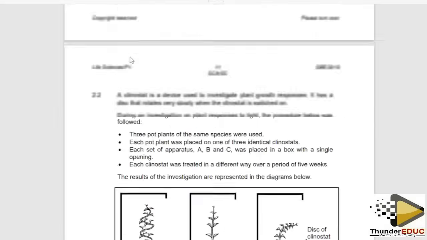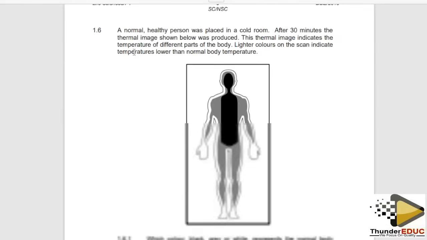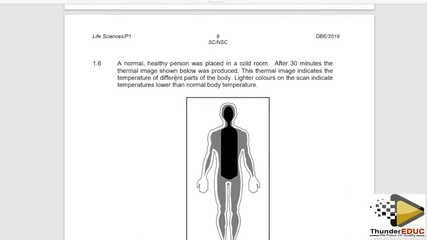There is another question. There are so many questions, guys. Here is a question. If there is any question, please let me know. They're saying that a normal healthy person was placed in a cold room for 30 minutes. The thermal image shown below was taken.